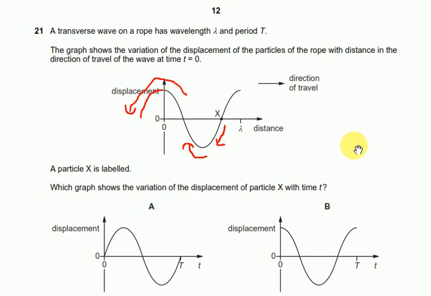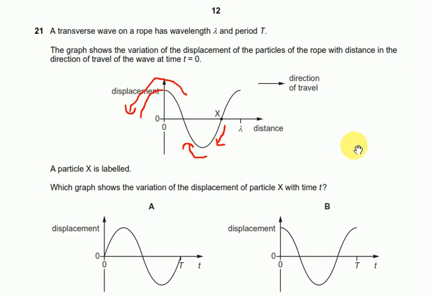A transverse wave on a rope has wavelength lambda and period T. The graph shows the variation of the displacement of the particles of the rope with distance in the direction of travel of the wave at time t equals 0. A particle X is labeled. Which graph shows the variation of the displacement of the particle with time t?